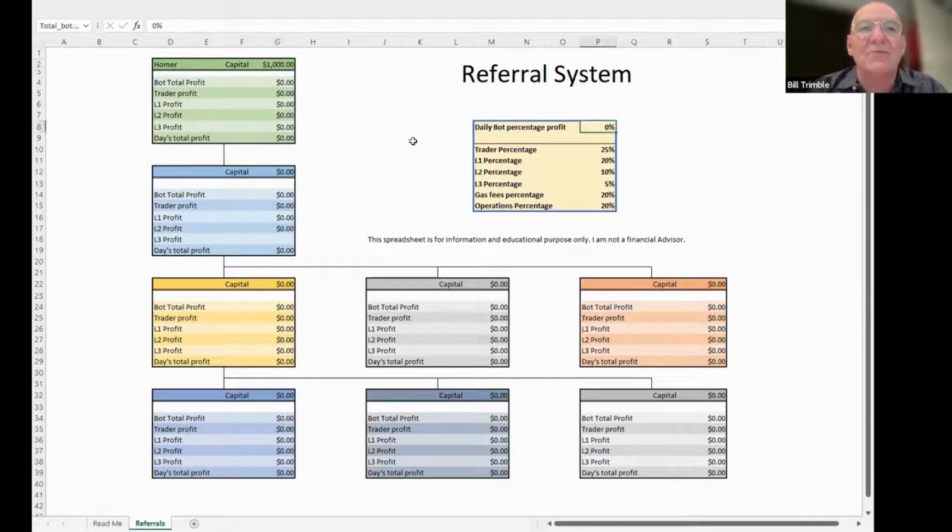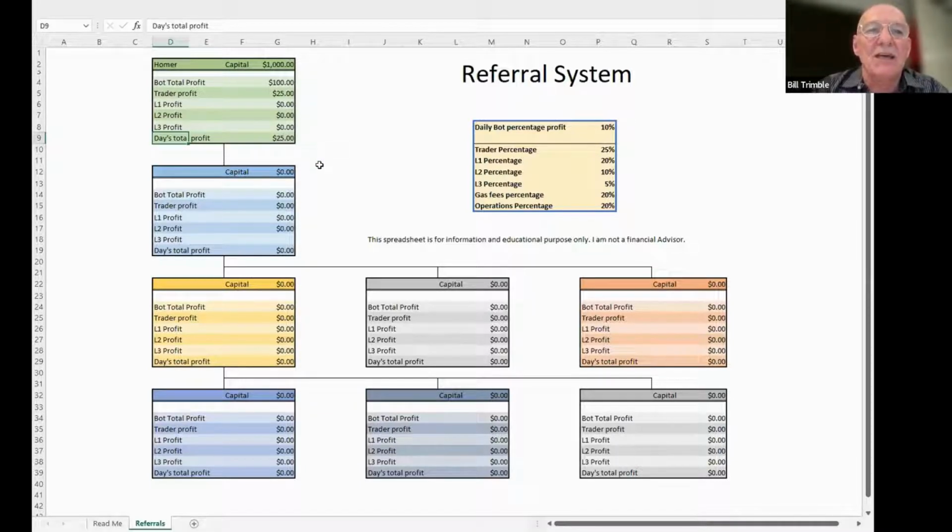And let's say on his first day of trading, the bot makes a whopping 10%. So the bot trades his capital and it makes 10% that day. If you look here, he's got $1,000 capital. 10% of the bot has made, that is $100. Now he receives 25% of that, because he's the trader. So he gets $25, because 25% of 100 is $25. So there's his daily profit.